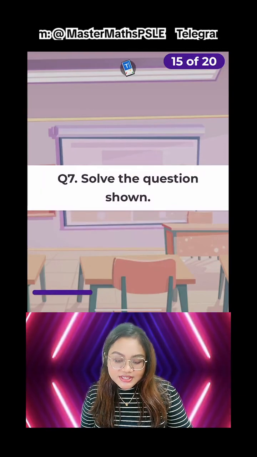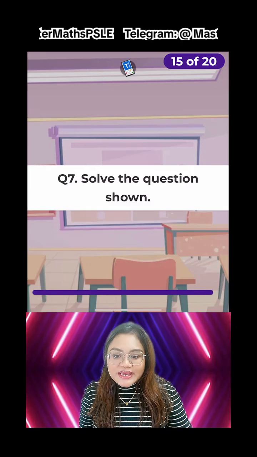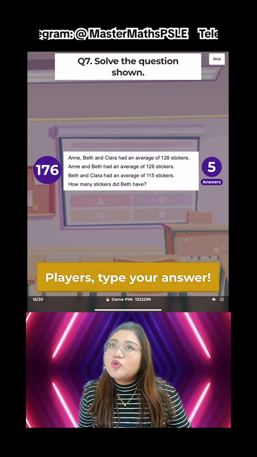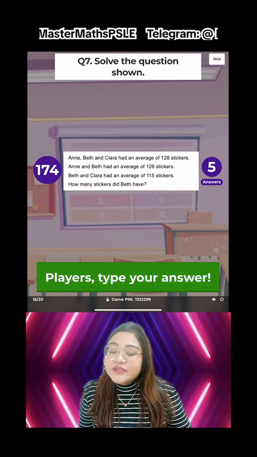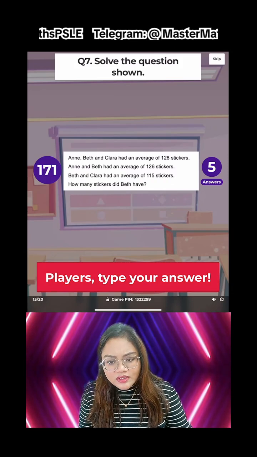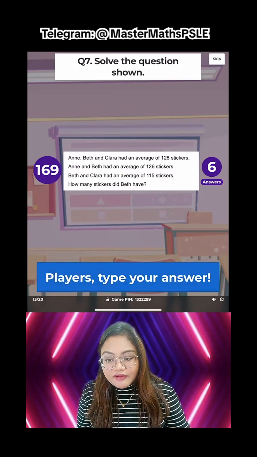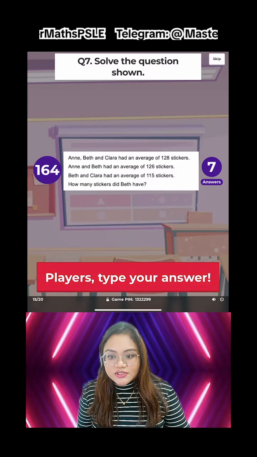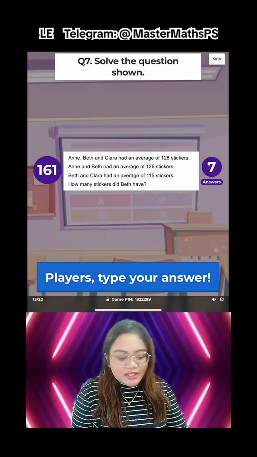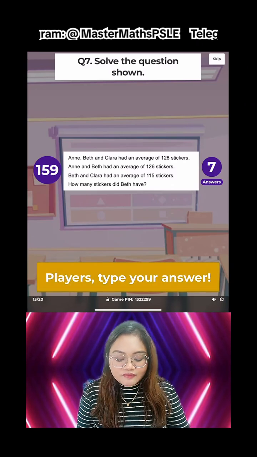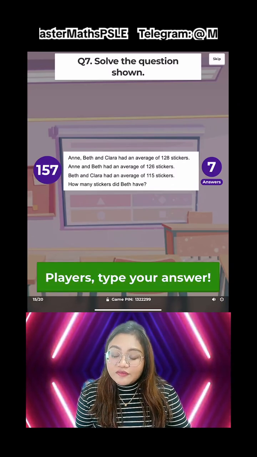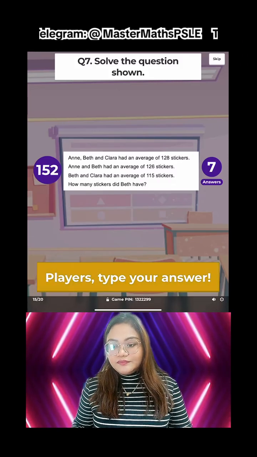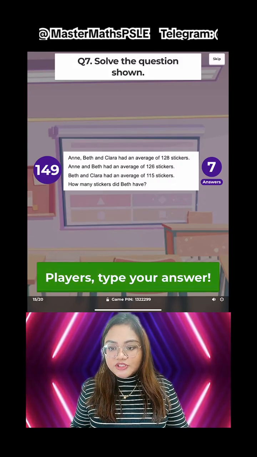Double points here. Another PSLE question. Actually, not PSLE, sorry. This is a 2021 P5 paper. I cannot remember which school, I think. But it is a P5 end of year exam question. Are we able to solve it? Do you recall how to find total given average?